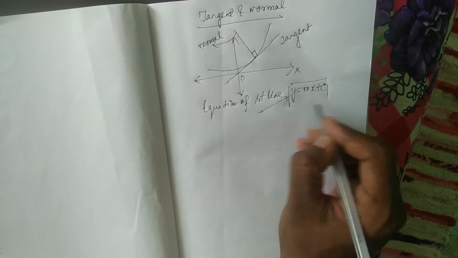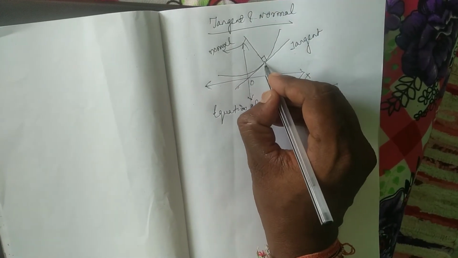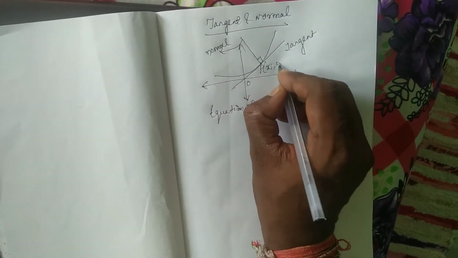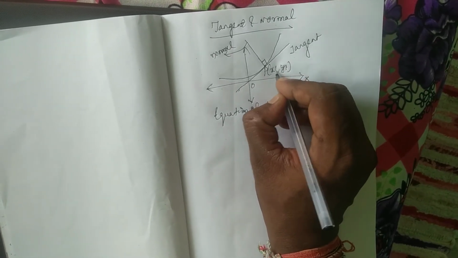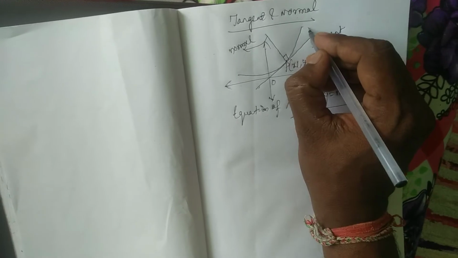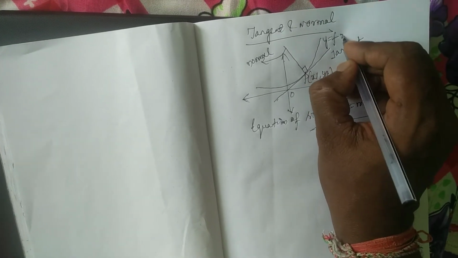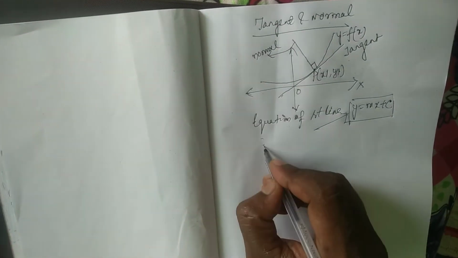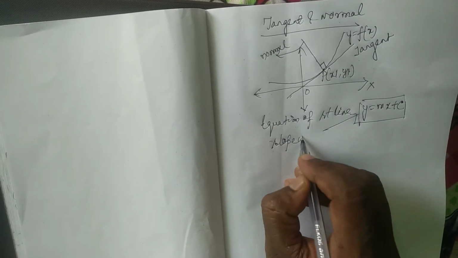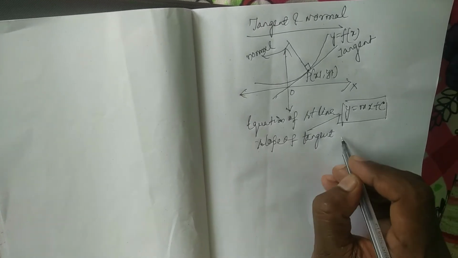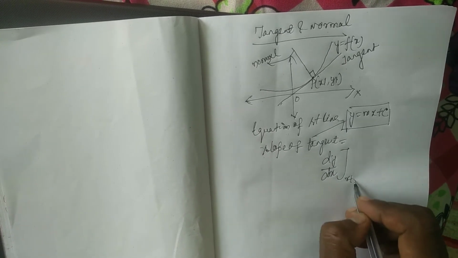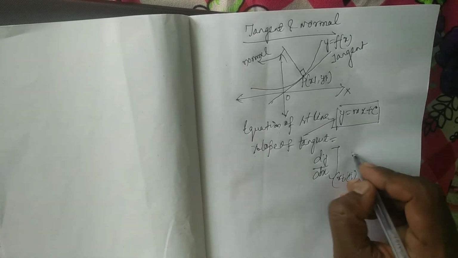Let us take the point of contact to be (x1, y1). At the point (x1, y1), the derivative of the given function y = f(x) at the given point P(x1, y1) is called the slope of the tangent. So what is the slope of the tangent? The slope of the tangent is equal to dy/dx at the point (x1, y1), which is also known as m.